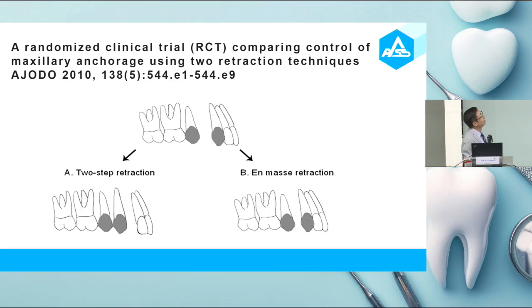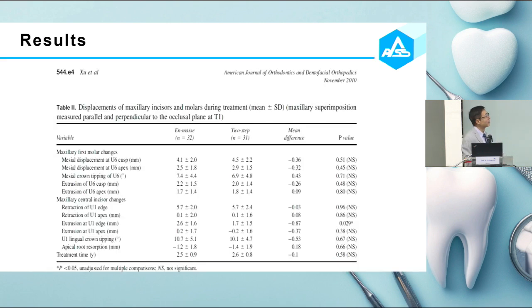It took us more than 10 years and was published in 2010 in AJODO. This study compared two retraction methods: the traditional two-step retraction and unmasked retraction as the MBT straight wire appliance advised. And this is the result. We see the upper molar moved forward 4.1 millimeters in the unmasked group and 4.5 millimeters in the two-step group, with no statistically significant difference.